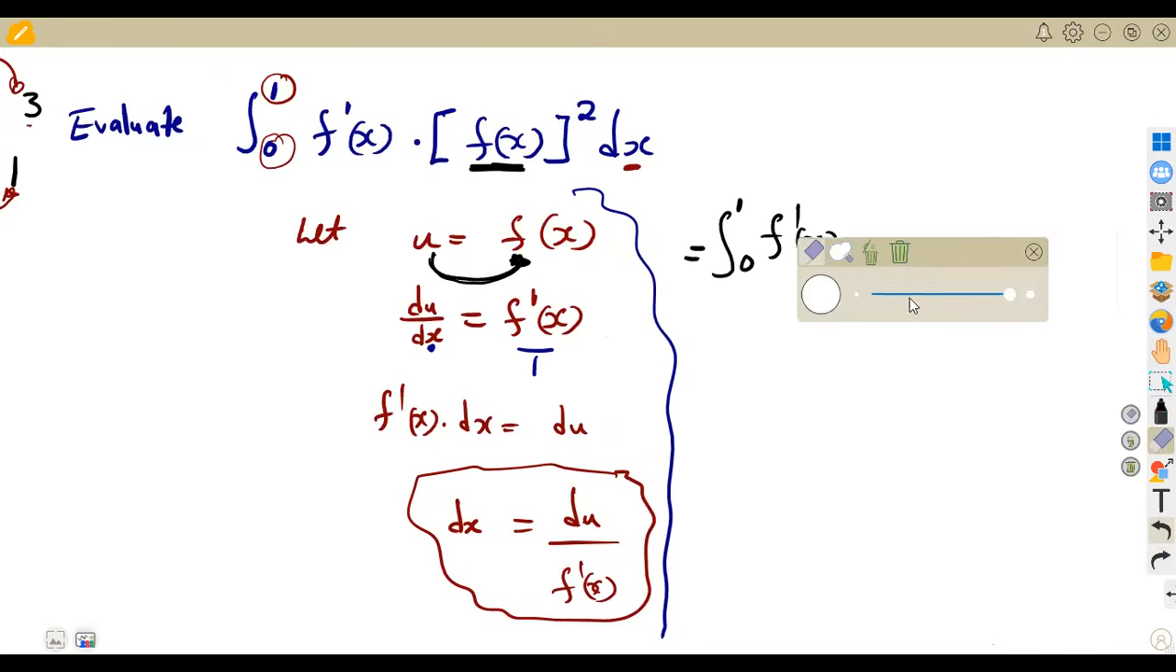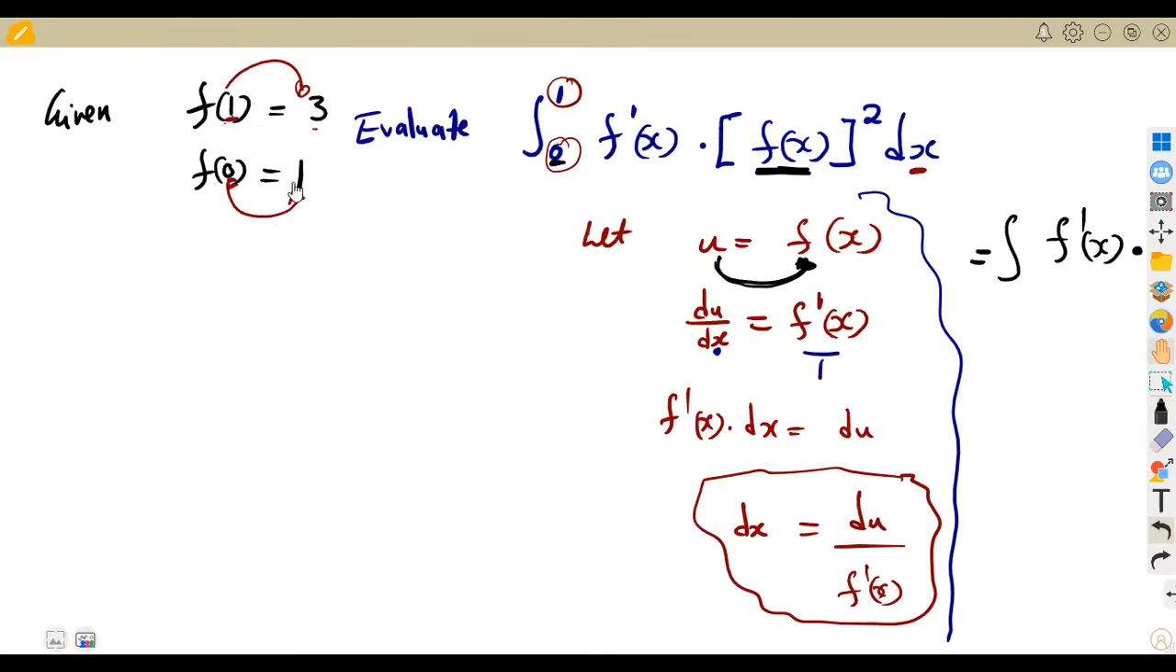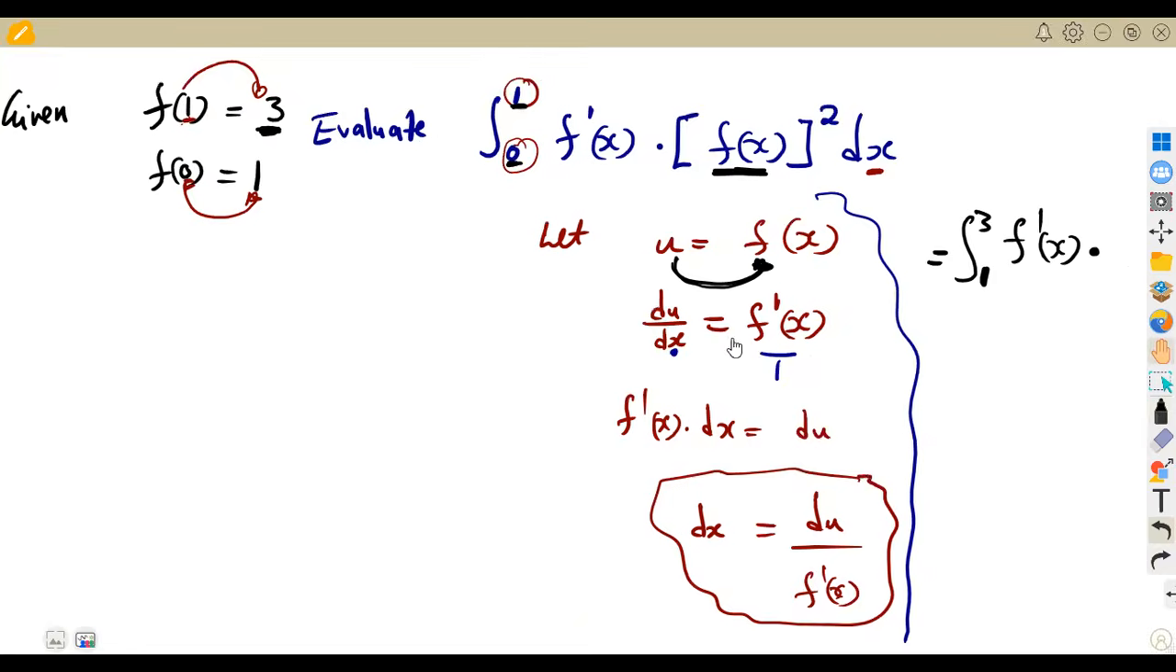These limits that we are seeing here are now going to be affected, since we are now substituting a u. So we are going back to say, if x is 0, u is going to be 1. F of 0 is 1. So we are going to have 1 on the lower limit. If x is 1, the corresponding limit for u is going to be 3. So this is what we are going to have.